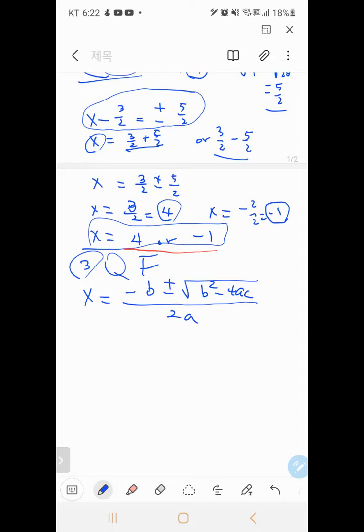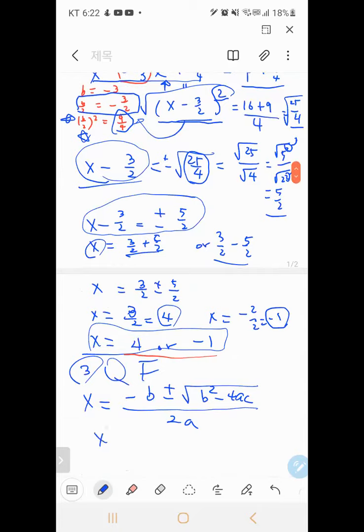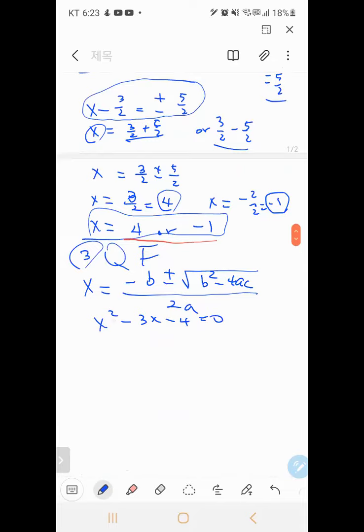Okay, so let's rewrite the equation first. x squared minus 3x minus 4 equals 0. So let's write down a, b, and c. I know our a in this equation is 1, b is minus 3, and c is minus 4. Then all we have to do now is plug into this formula.